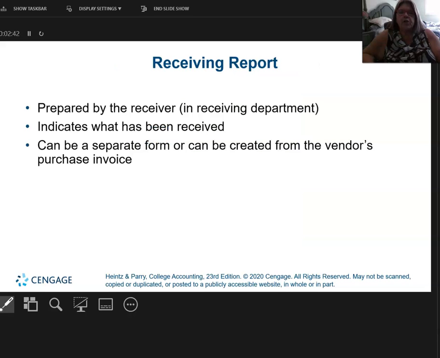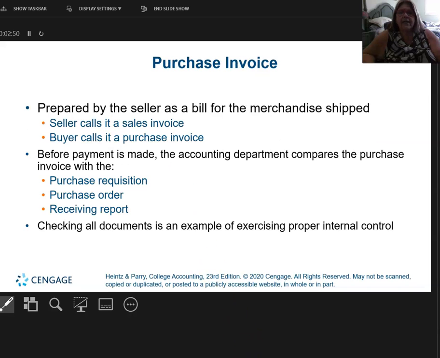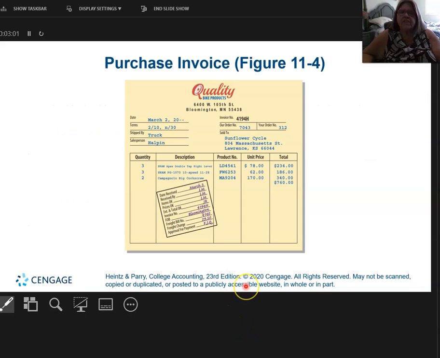And so when it shows up on my dock, when I receive the product in, I'm going to get a receiving report, which tells me I now have the product, and then the seller will send me a copy of an invoice, so I know how to pay. And here's an example of an invoice. So this is very similar to when I was sending an invoice to my customer, but now my supplier is sending me an invoice. And now I'm going to have to pay this.